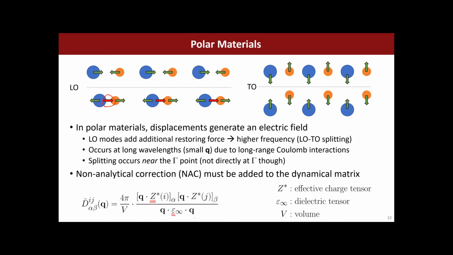Just looking at the equation, we can see the larger your charge is and the smaller your dielectric tensor is, the more of a splitting we have. Since it is happening near the gamma point and not directly at the gamma point, the amount of splitting depends on the direction you come from in reciprocal space. For cubic, there's no discontinuity because of its symmetry, but for non-cubic systems, you do see a difference depending on where we come from near the gamma point.